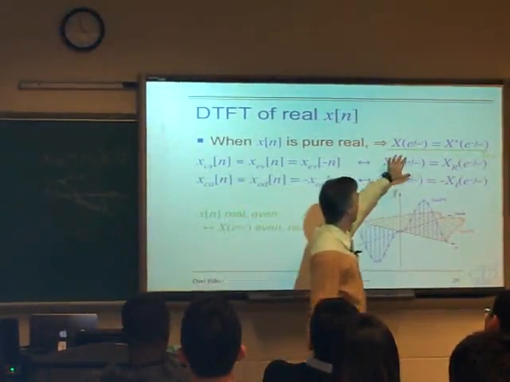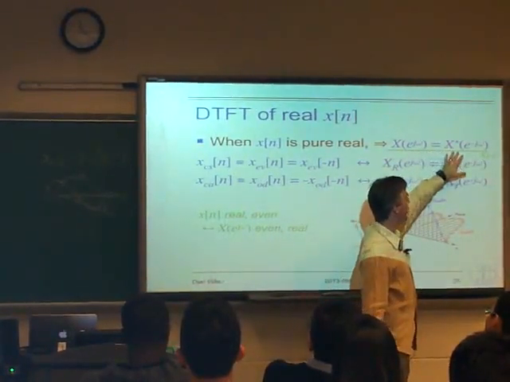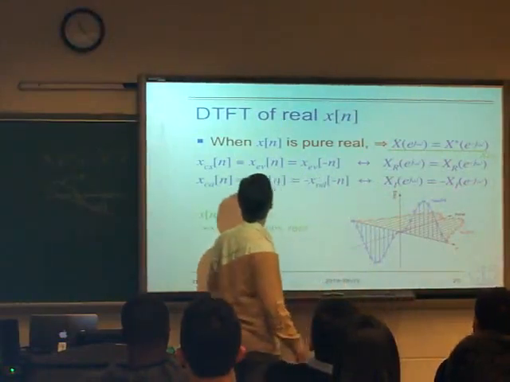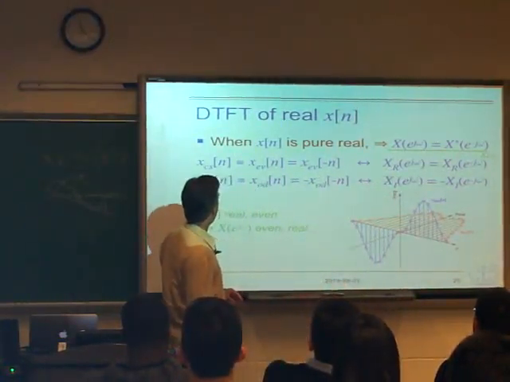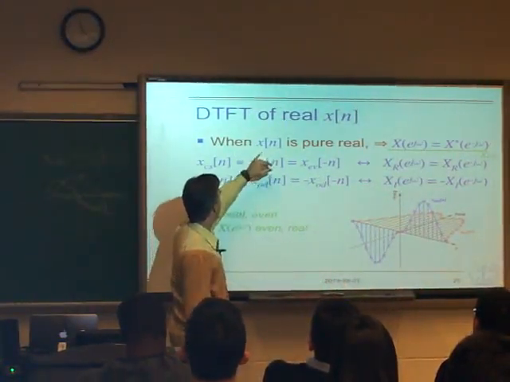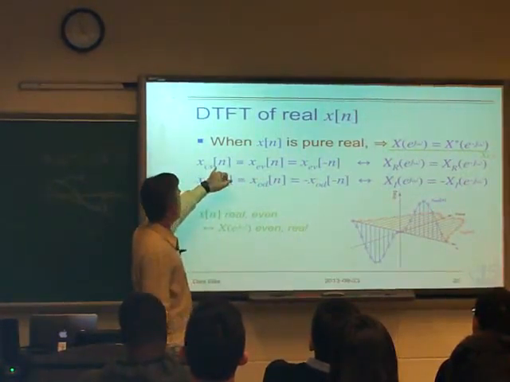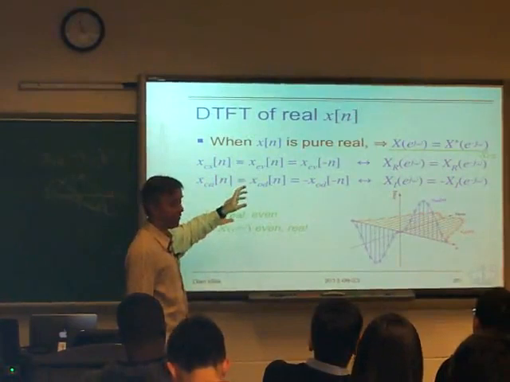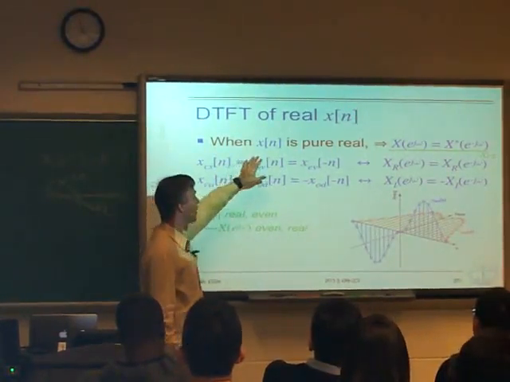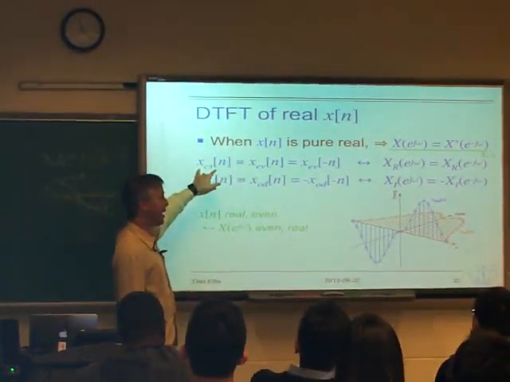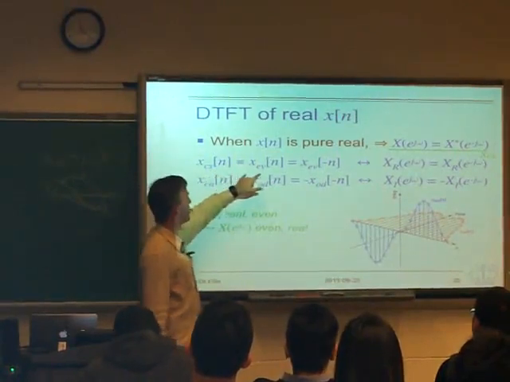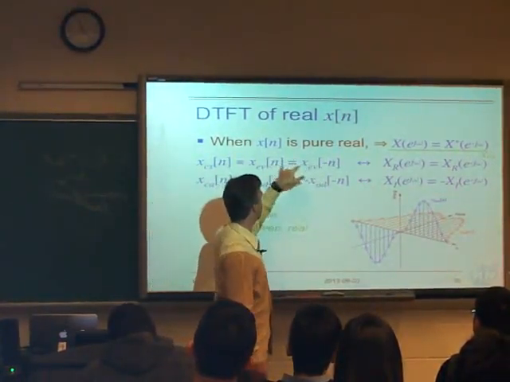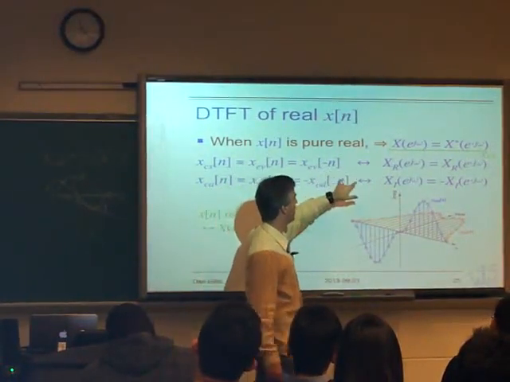X of e to the j omega is the conjugate of its negative frequency part. If x of n is pure real, then a conjugate symmetric function, which is also pure real, is just an even function, right? So if we're starting off with x of n, but we're also assuming that it's conjugate symmetric, that's the same as saying that x is even, which means that x of n is equal to x of minus n.